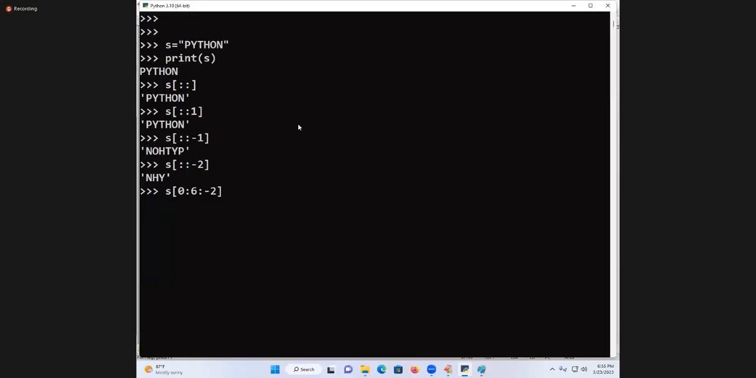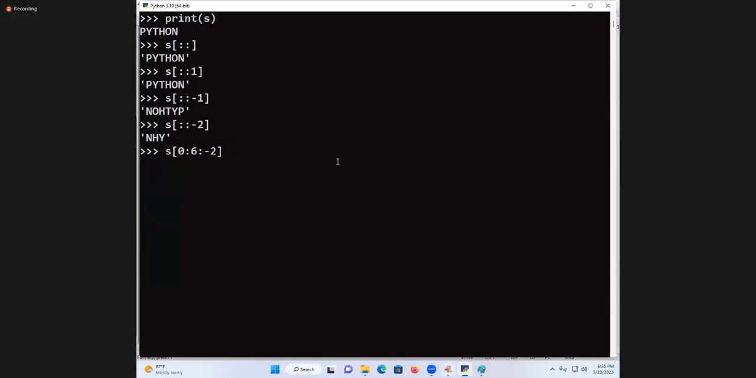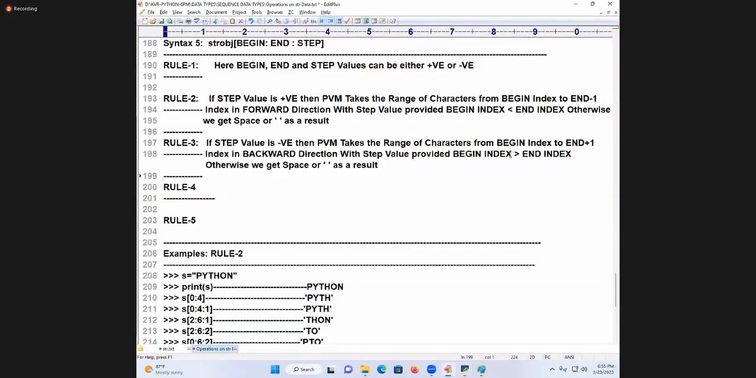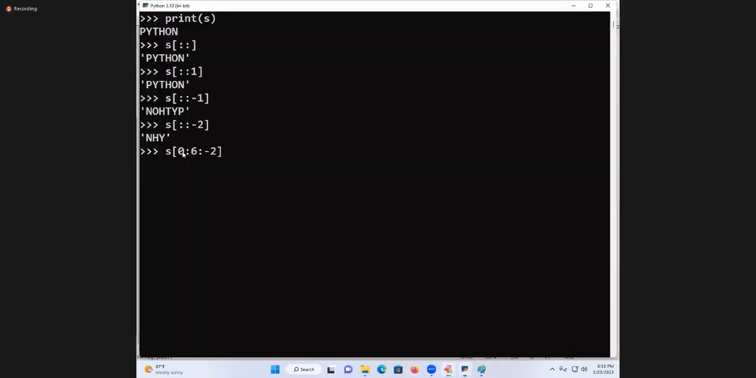Space. Space is the result. So begin index must be greater than what? End index. But what is my begin index? 0 greater than 6? No, that is called what? Space. Are you getting? Okay. Now I am writing here, no hurry at all, 6 colon or 5 colon, I will write it here, 0.